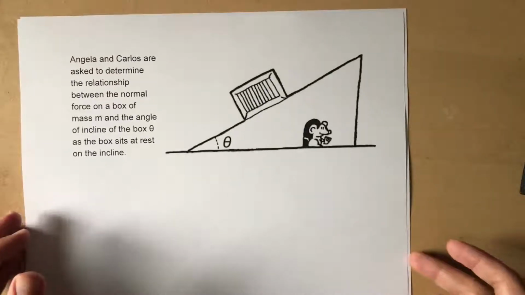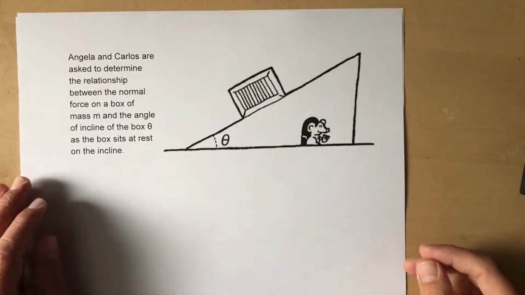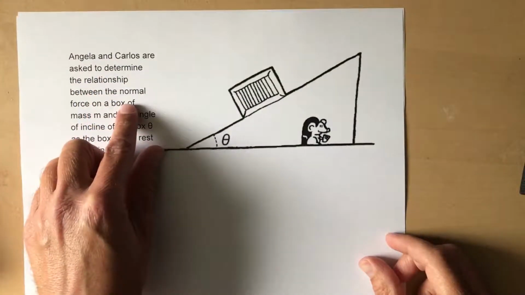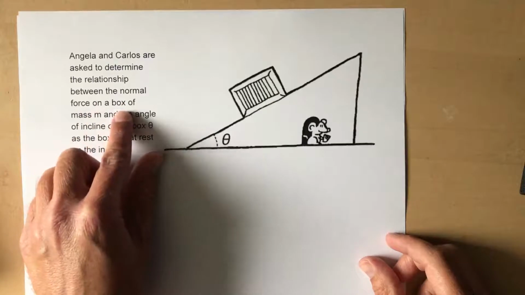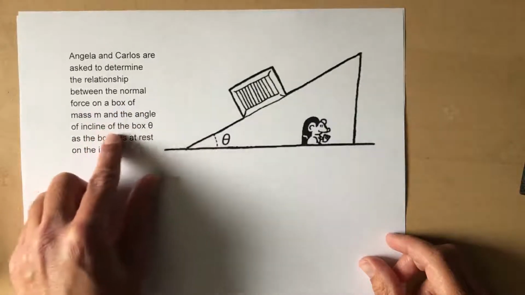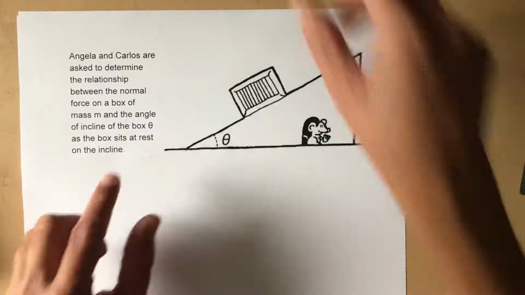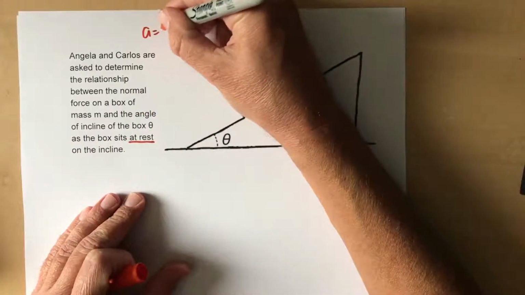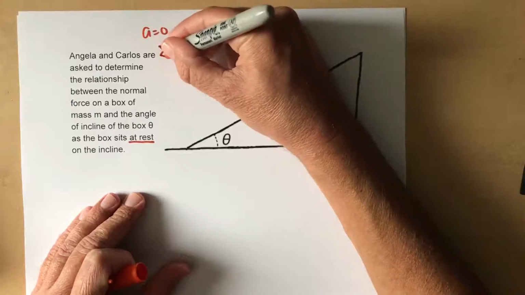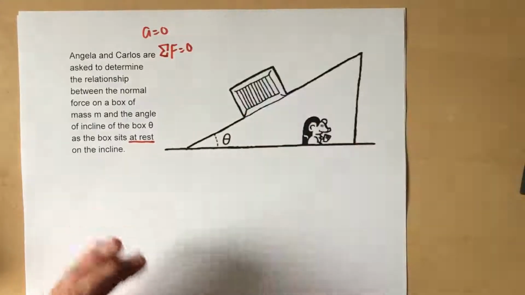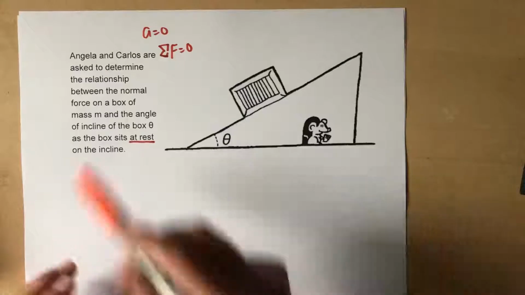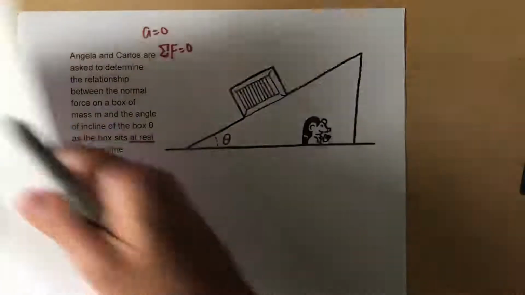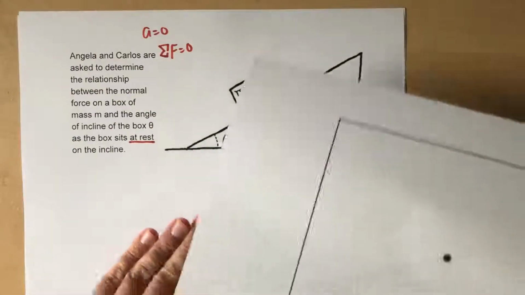This is 2H, forces on inclined planes. It says Angelo and Carlos are asked to determine the relationship between the normal force on a box of mass m and the angle of incline of the box theta as the box sits at rest. That's important, because at rest means zero acceleration, which means the sum of the forces is equal to zero on the incline. So first thing they want you to do is a free body diagram for the box there.